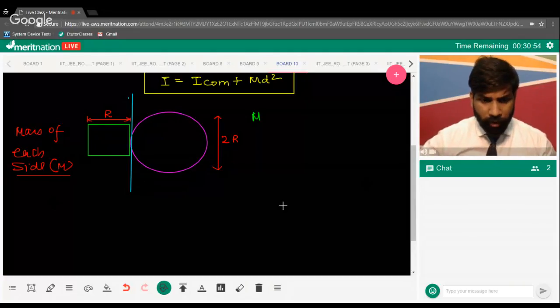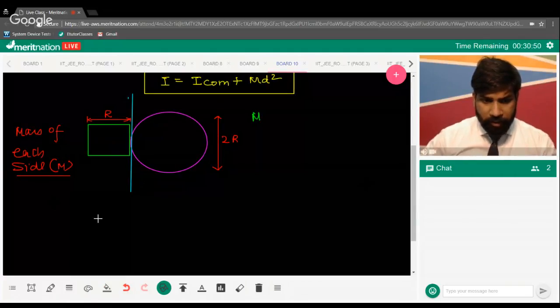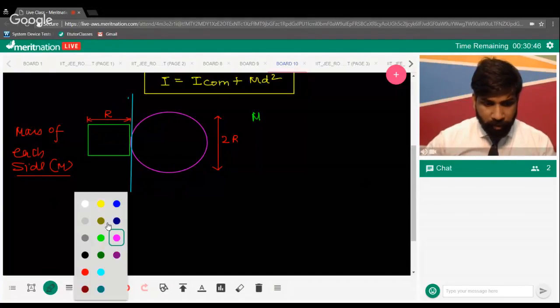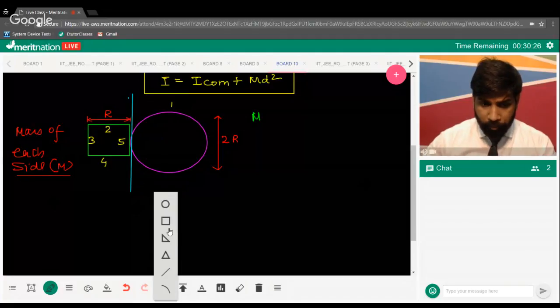So first of all, here you can see, let us discuss this. We can divide this arrangement into 5 parts. First one is this metallic ring. Second one, this side of the square. Third one, this is the fourth one, and this side is the fifth one. Let us find out the moment of inertia of this ring about this blue color axis.